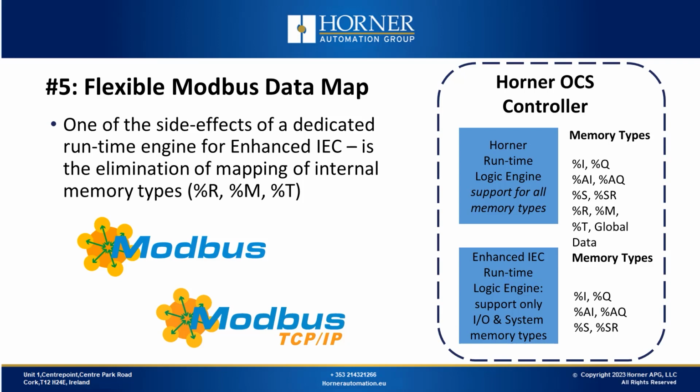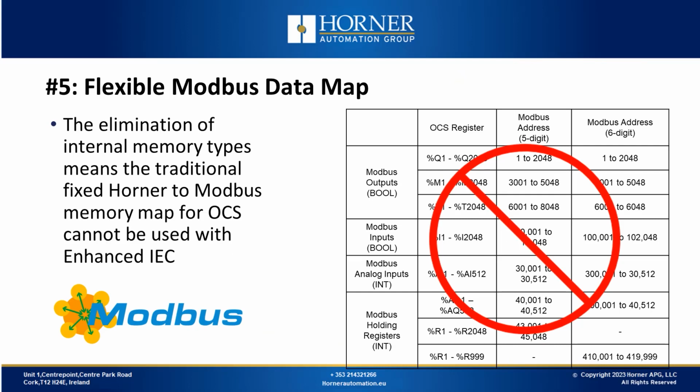Enhanced IEC offers a flexible Modbus map, which differs from traditional Modbus. Let's begin by exploring the 5 enhancements, starting at number 5. With enhanced IEC, internal memory denoted by %R, %M, and %T no longer exists. For those familiar with Horner and Modbus, there's a standard Modbus map that typically aligns Horner registers with Modbus registers. However, with the absence of %Rs, %Ms, and %Ts, this Modbus map becomes unusable.